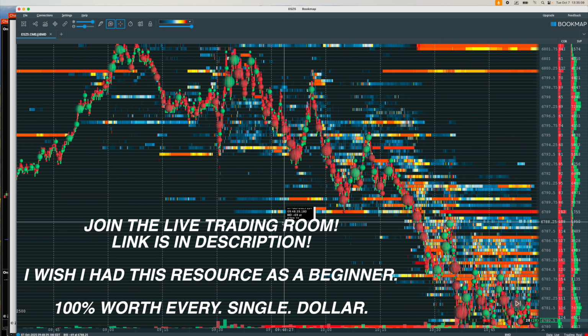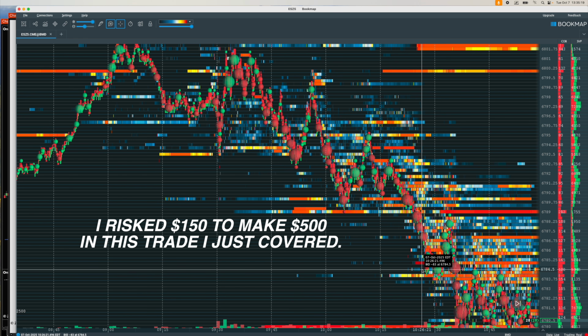I took this trade in the live trading room today. A bunch of other people caught this trade as well. Some people even held it past those 85s and made an absolute bag on it. I risked $150 to make $500 on this trade, and I'm happy with the outcome.